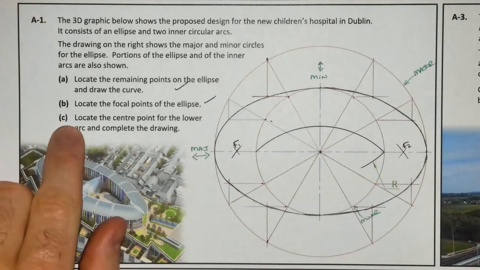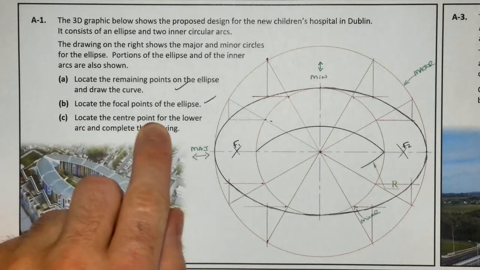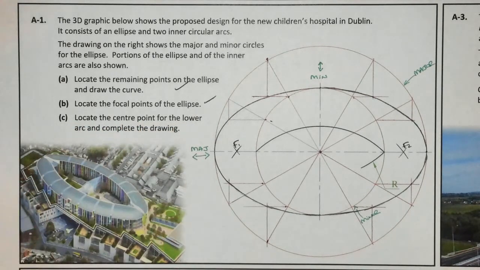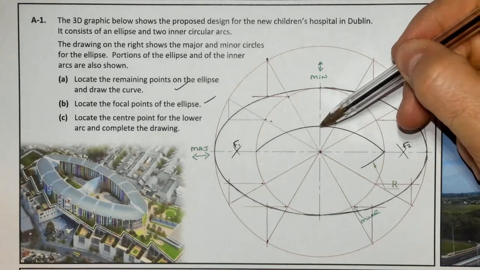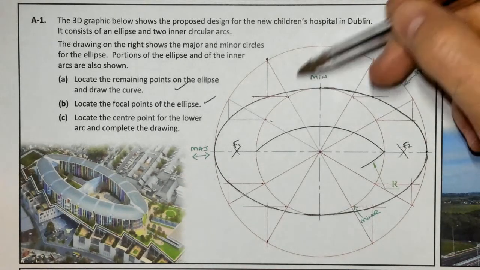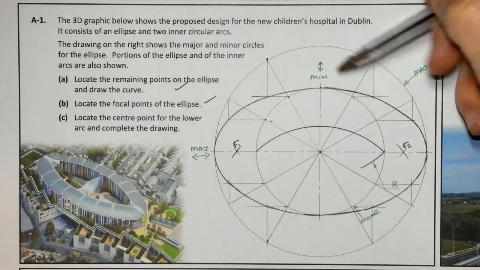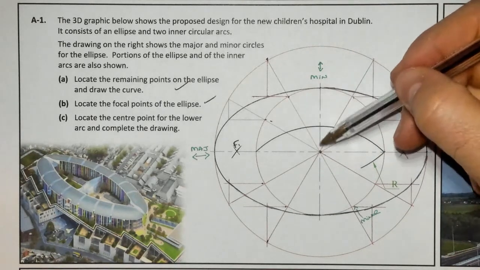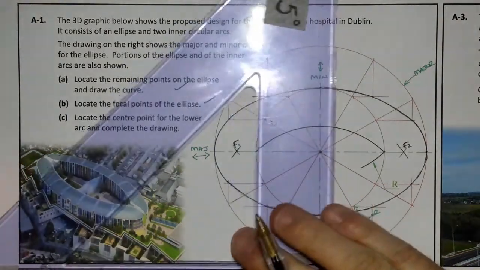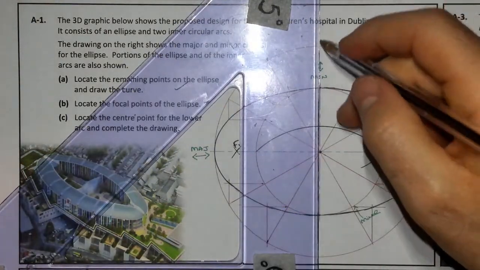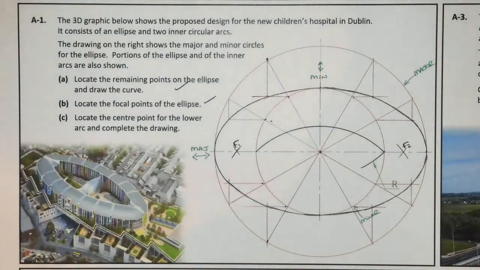And the last part, it says, part C, locate the center point for the lower arc and complete the drawing. Okay, there's a couple of ways you could go about this. They've obviously given us the first arc, and we actually have the point here in the second arc. So one way we could identify it is, obviously the center point is going to be up here somewhere to draw the arc. I'd imagine it's going to be somewhere up along this line. Okay, so I might extend that just a little bit further. I'm not 100% sure where the center point is, but just to have a little guide, you can see I'll put that in very lightly there.